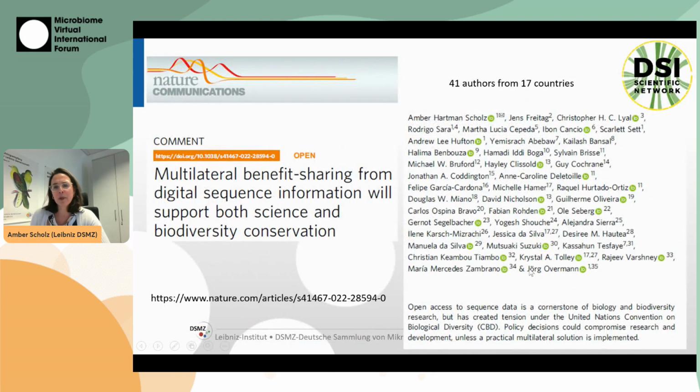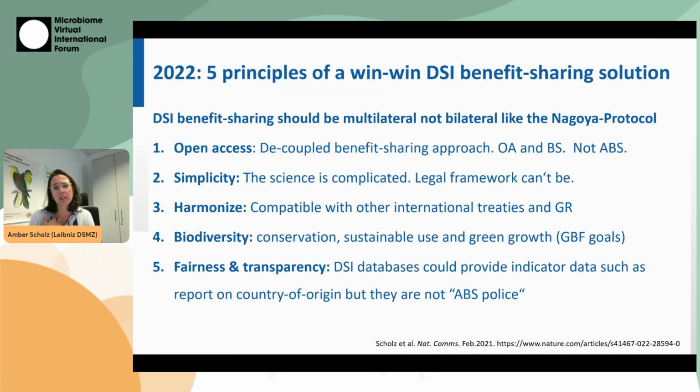And this was a seminal paper produced by many members of the network back in 2020 in advance of the COP16 negotiations, in which we said the most important design criterion is that a DSI benefit sharing mechanism is not bilateral, like the Nagoya Protocol, where every country decides its own individual rules. Because of the sheer amount of data and the interconnectedness of the data, the fact that you need to compare sequences to understand them, a bilateral system won't work. A multilateral system in which every country participates in one system with one set of rules is the only way we thought it would be possible to have effective benefit sharing. And in that paper, we outlined some additional principles.